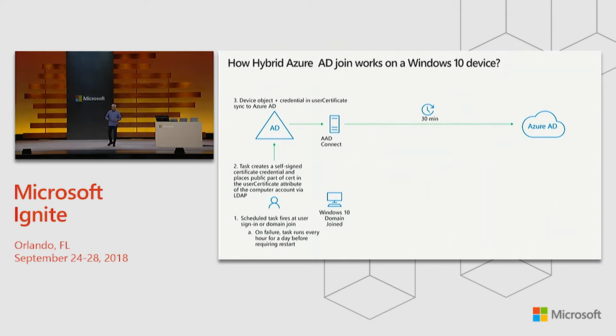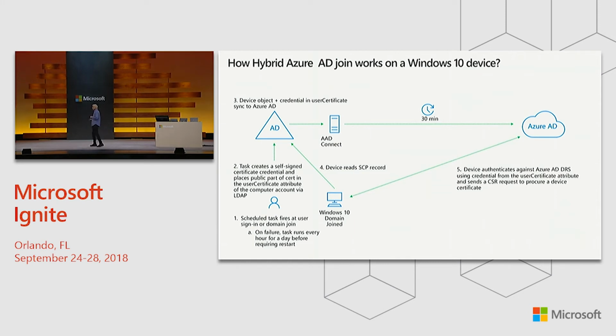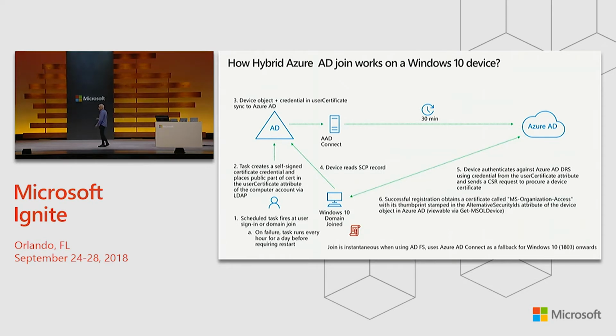Once that information is synced, then the next thing that's going to happen is the device, when basically the user signs in, it's going to go talk to AD to get the SCP information. And as soon as it gets it, it's going to talk to the Azure AD, similar to the Azure AD join process, sending the information about the user certificate attribute and the CSR for then the Azure Active Directory device registration service to sign it and send a certificate, which gets then stamped back onto the device. This is basically what creates and builds the trust and makes sure that this device is a trusted device in Azure AD.